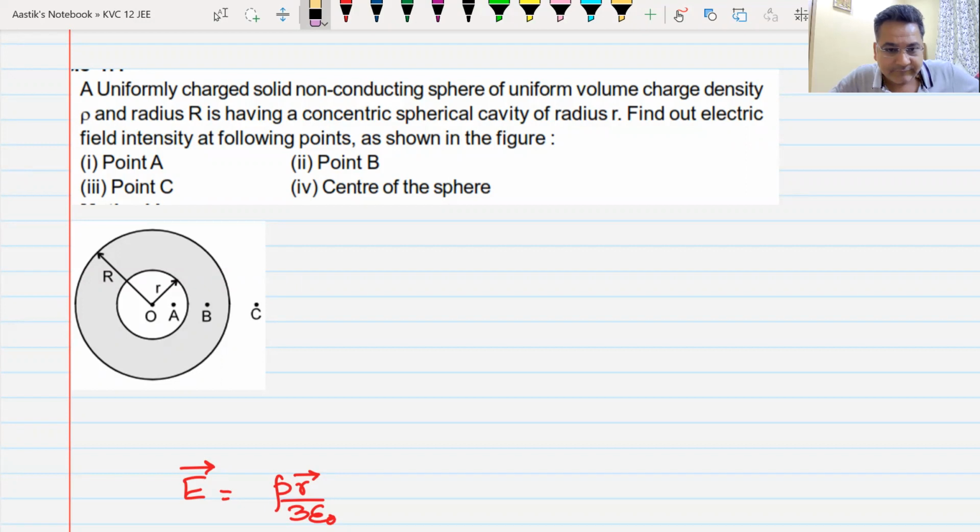Sir, I find, sir. I can't hear you, bacha. Rho R by epsilon naught, sir, at point B. See, rho R by which R? Epsilon naught. What R? Which R? Big R, sir. Big R.